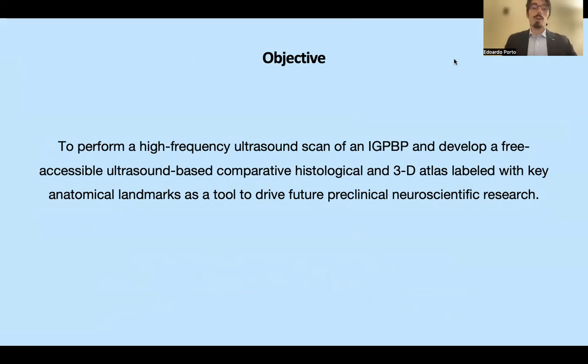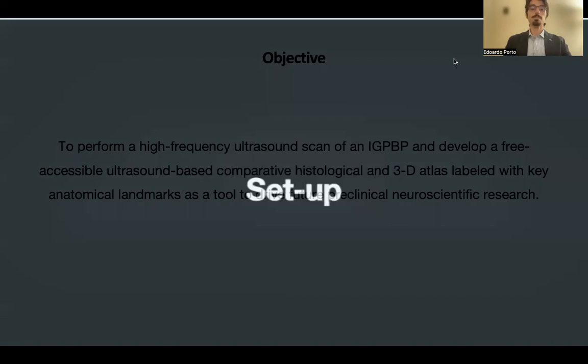With this background in mind, the aim of our project was to perform a high-frequency ultrasound scan of an isolated guinea pig brain preparation and develop a freely accessible ultrasound-based comparative histological and 3D atlas labeled with key anatomical landmarks, as a tool to drive future preclinical neuroscientific research.